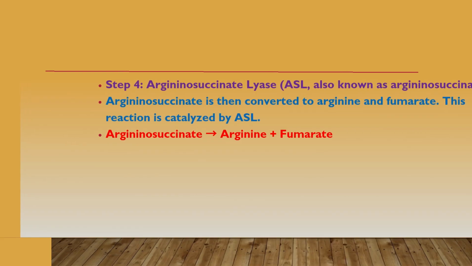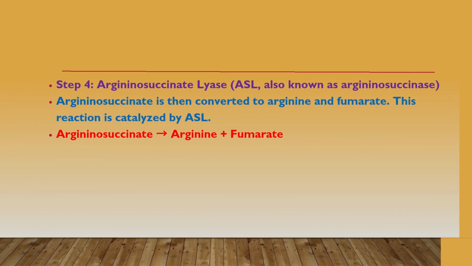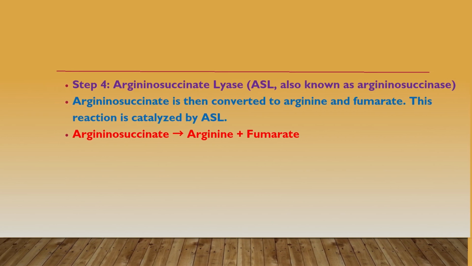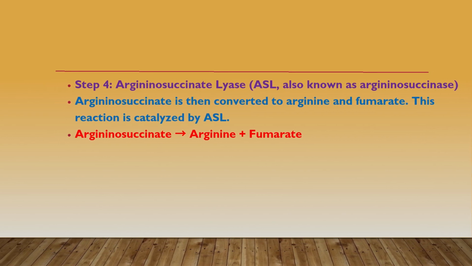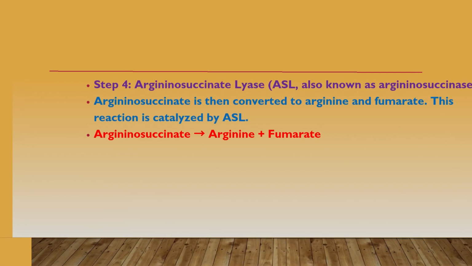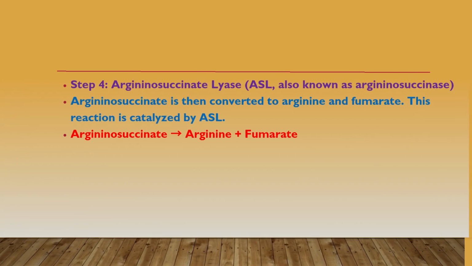Step 4. Argininosuccinate lyase, ASL, also known as argininosuccinase. Argininosuccinate is then converted to arginine and fumarate. This reaction is catalyzed by ASL. Argininosuccinate is broken down to form arginine and fumarate. Remember, fumarate is an intermediate in the Krebs cycle. This step is the link between the urea cycle and the Krebs cycle.